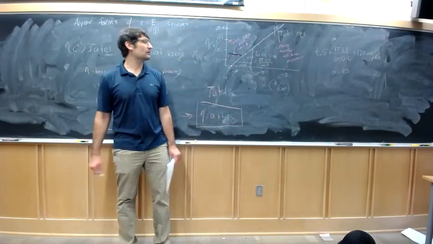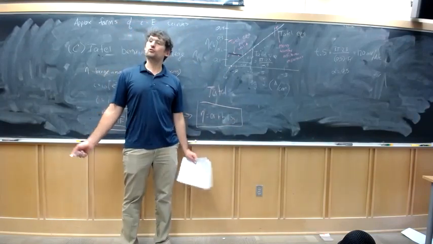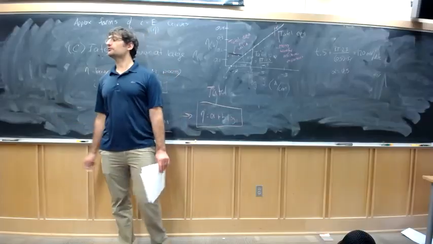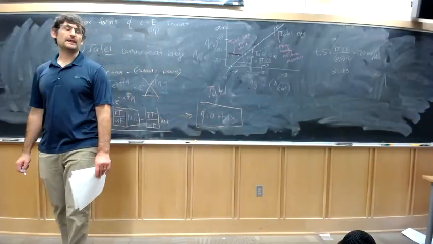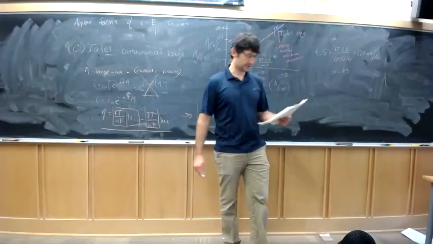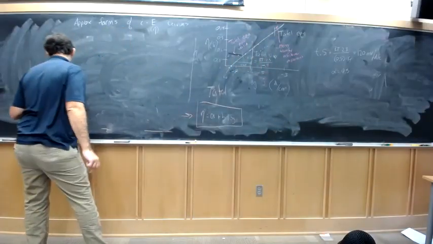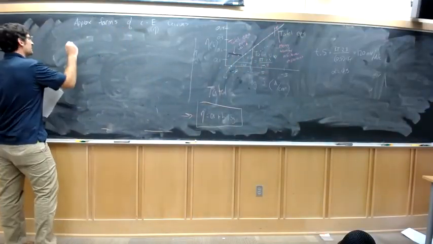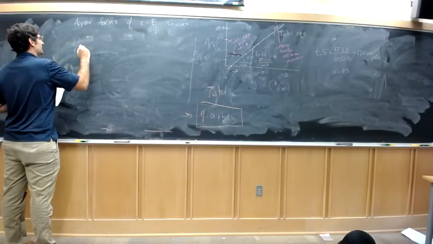Tafel slopes typically range from about 20 millivolts per decade up to several hundred millivolts per decade. People try to interpret them, and the interpretation is sometimes a little challenging. I could show you this, but I'm going to skip it today. I'm going to write out the starting point.